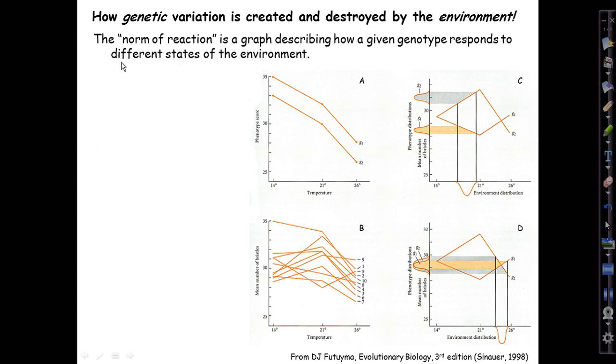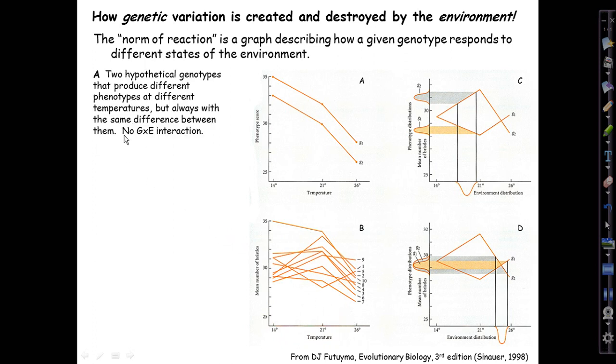And to illustrate this idea, we have to introduce a concept called the norm of reaction, which simply means a graph describing how a given genotype responds to different states of the environment. So that's, for example, what panel A here is. It's norms of reaction for a trait that's modeled on bristle number in larval Drosophila, as a function of an environmental variable which is taken to be temperature, and was in the experiment from which those norms of reaction come.